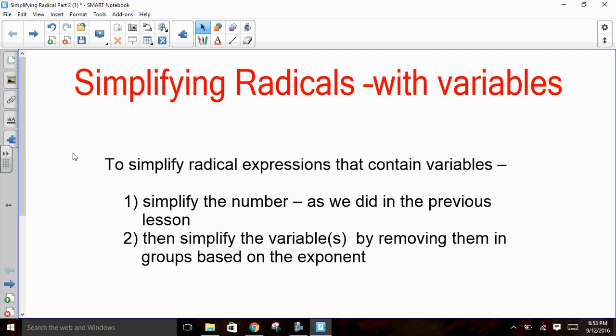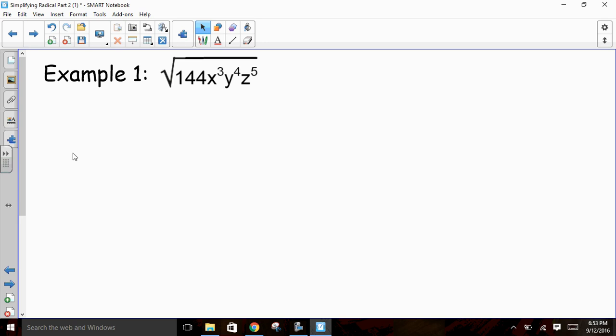Step number 1, simplifying the number, like what we did in the past video in part 1. And then adding the second step, which is trying to simplify variables by grouping them into groups based on the number of your radical. Okay, so first example. I've got the square root of 144 x cubed y to the 4th z to the 5th. So first steps first, take a look at my 144. Is that perfect? Yep, so I get 12.